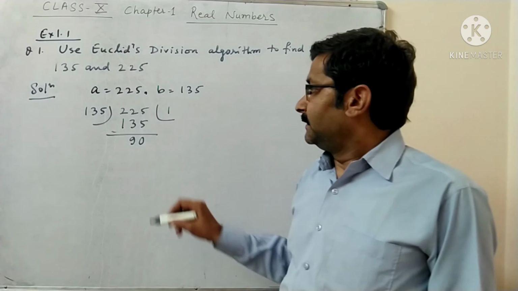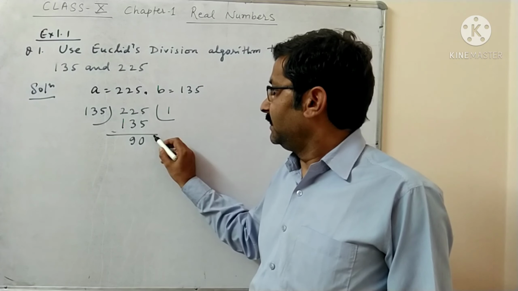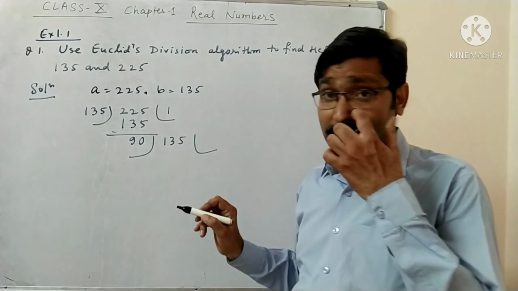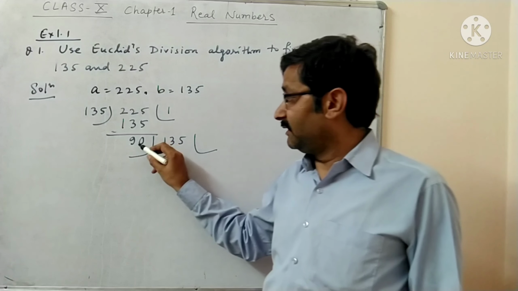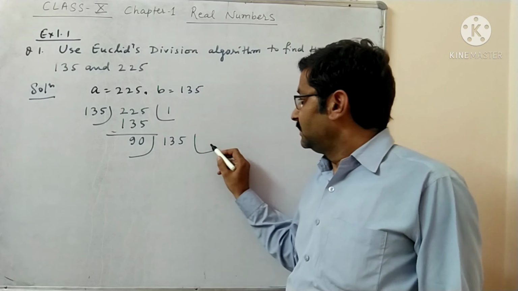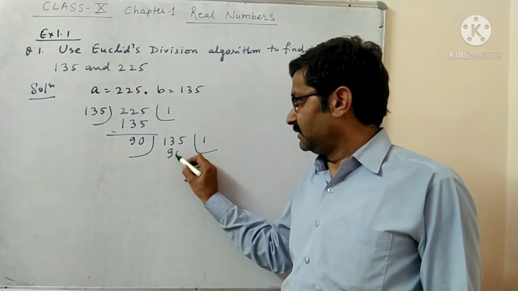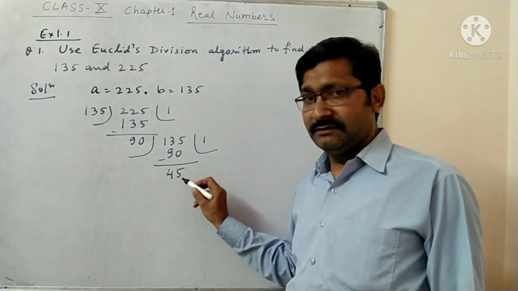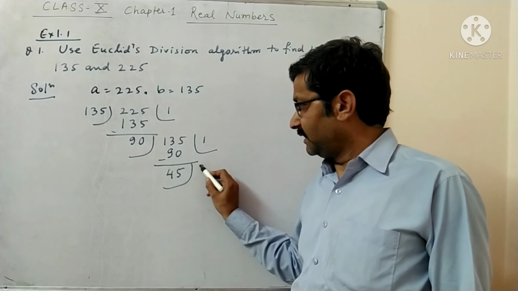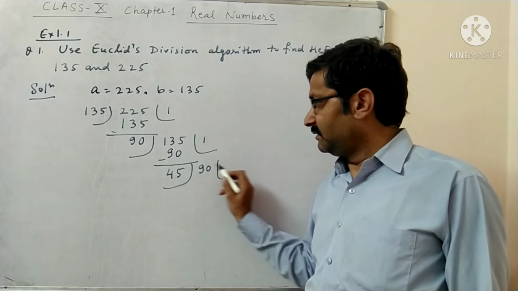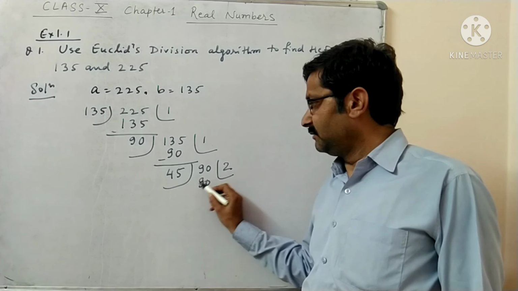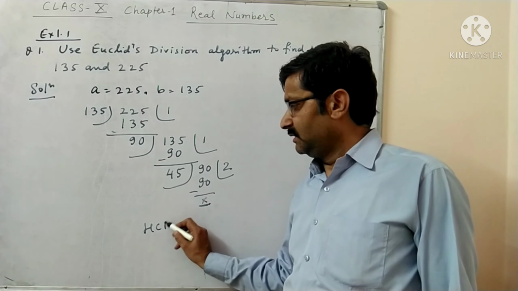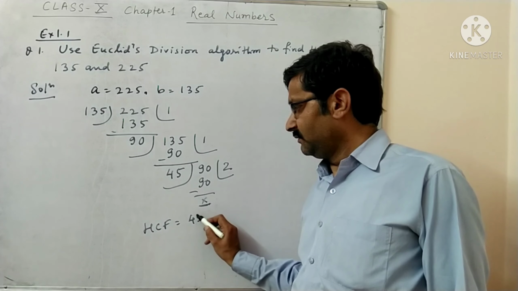Then again we will divide 135 by 90. 90 into 2 is 180, which is more, so 90 into 1 is 90. We subtract, and we get 45. Now we divide 90 by 45, so 45 into 2 is 90, and the remainder is 0. Now the remainder is 0, which means the HCF is 45.